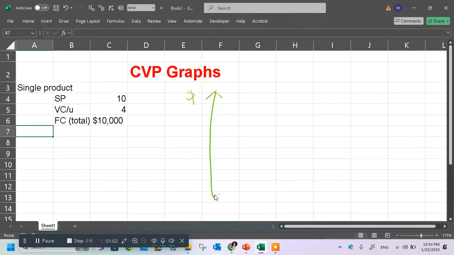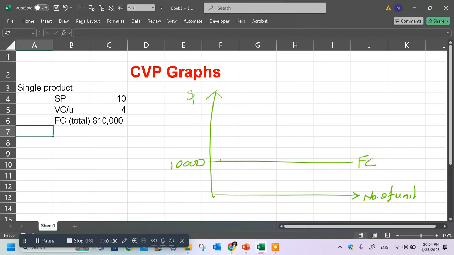$, number of units. First thing, total fixed cost, that remains constant, 10,000. Whatever the number of units, your fixed cost is constant. That's what you study from the basics in management accounting. Also you studied that fixed cost is constant. That's why we call it fixed cost.